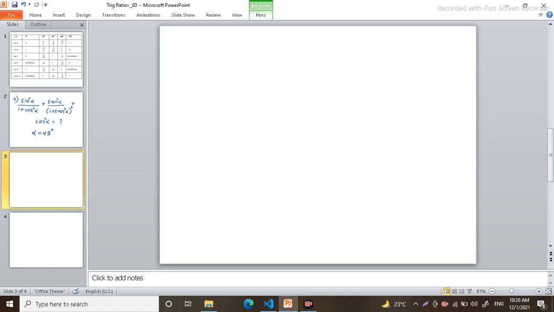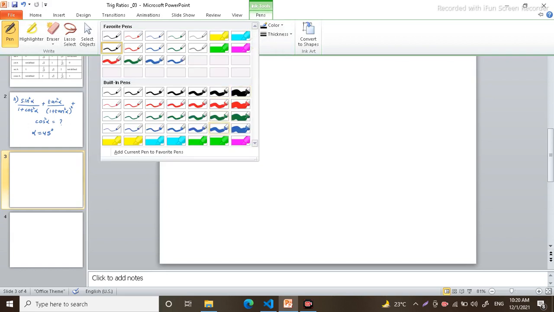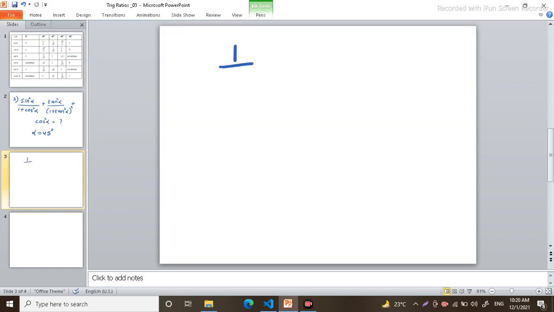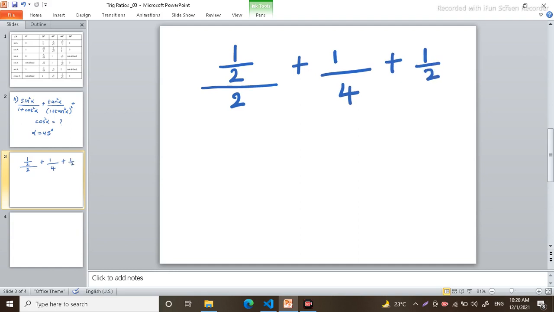See, sin 45 is 1 by root 2. 1 by root 2 whole square is nothing but 1 by 2. Then divided by 1 plus cot square, cot 45 is 1, 1 plus 1 is 2. Plus tan 45 is 1, divided by 1 plus 1 whole square, that is 2 square, which is 4. Plus cos 45 is also 1 by root 2. 1 by root 2 whole square is nothing but 1 by 2. Next, this 2 will come down. So it will be 1 by 4 plus 1 by 4 plus 1 by 2.